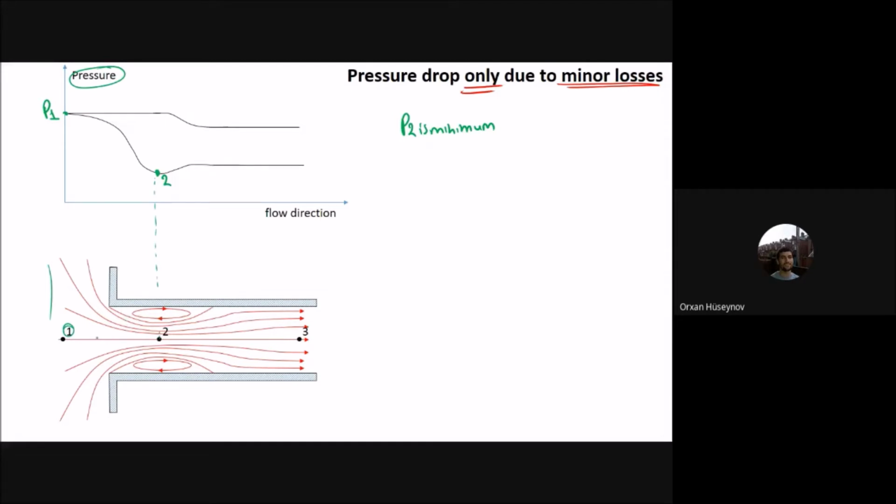You can see these are the trajectories of the fluid particles. This fluid particle travels in that way. This fluid particle travels in that way, and then it goes that way. You can see the outlet, and this is the center line. This fluid particle travels in that way, and this fluid particle travels in that way. And then you have the fluid particle here that travels in that way. Okay, these are the trajectories. And P2 is the minimum one because the area changes and the fluid accelerates.